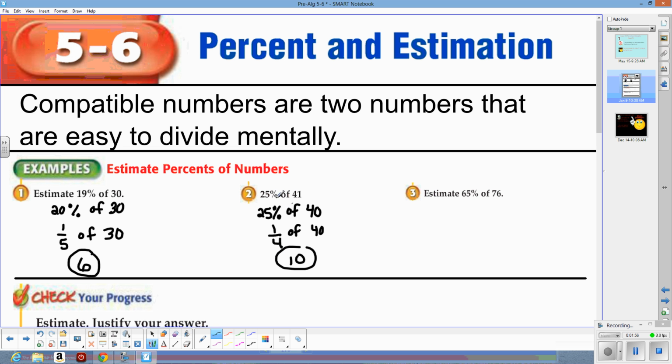When you're changing your percents or numbers, you want to change it to something close to what you started with. The further away you go, the further away your answer, your estimate, is going to be from the actual answer.